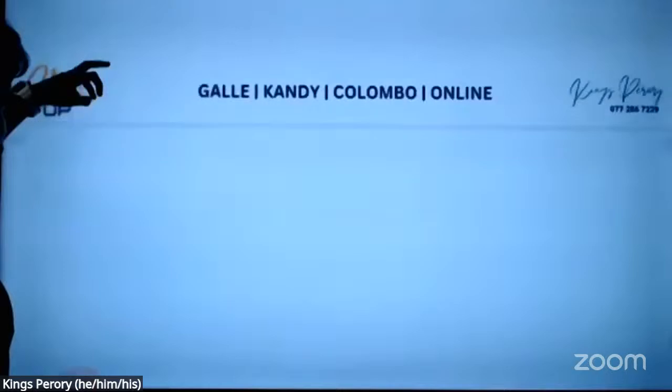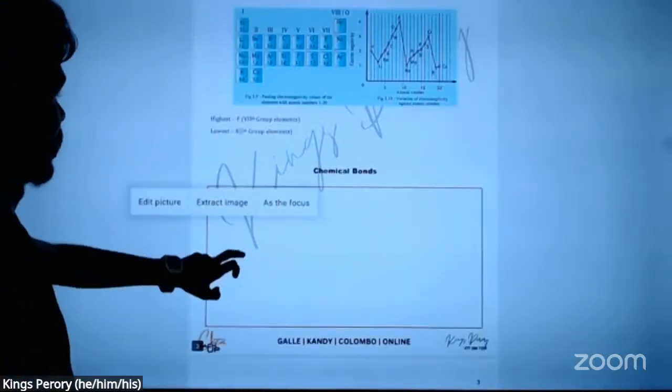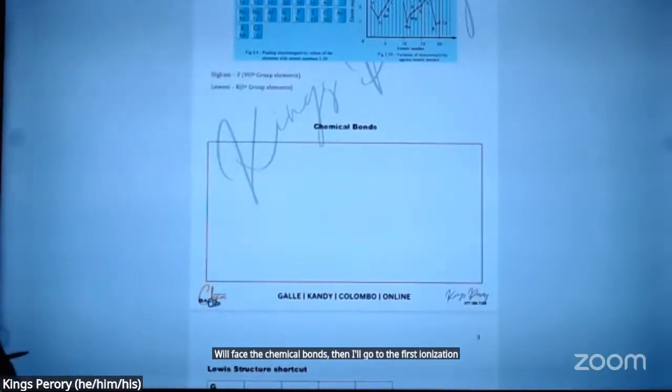Now the bonding part. We'll finish the chemical bonds, then I'll go to the first ionization and electronegativity.